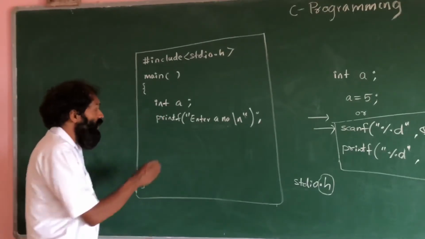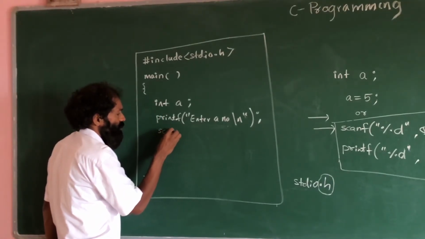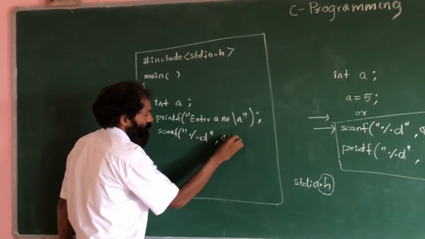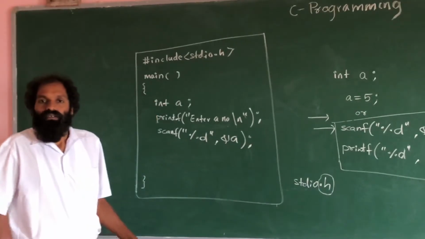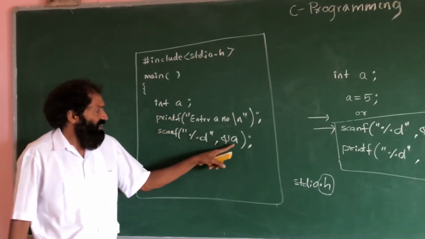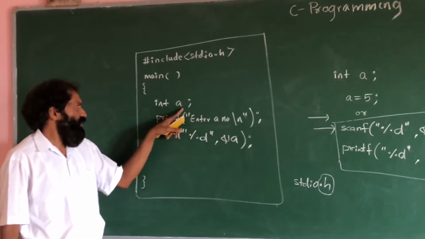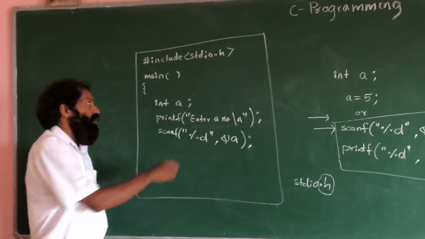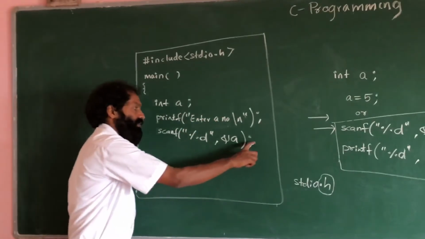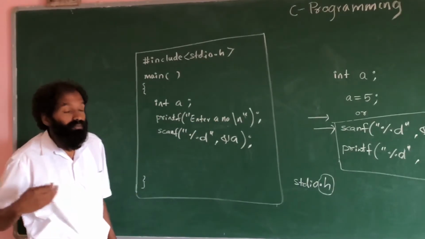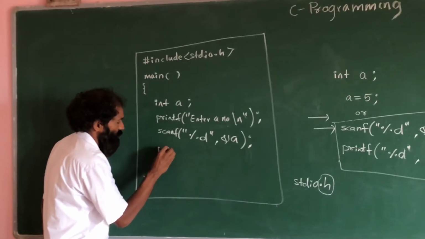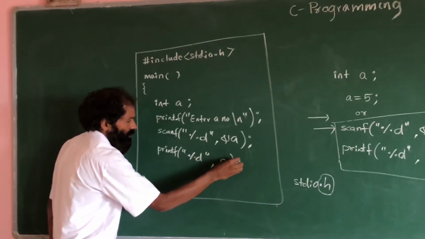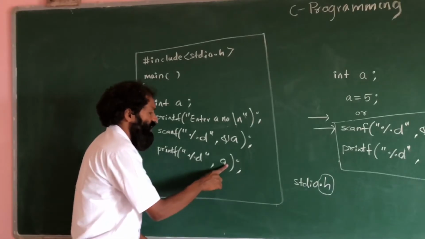Okay. Now we have to write scanf here. Here we have written A, so here A. If it is sum, you have to write sum. Whatever variable you write, that variable you should write here. Okay. Now you have reserved memory. We have entered a number. Now you want to display it, so printf. That number will be displayed on screen.